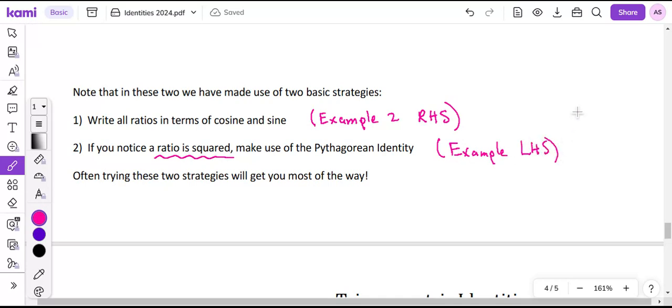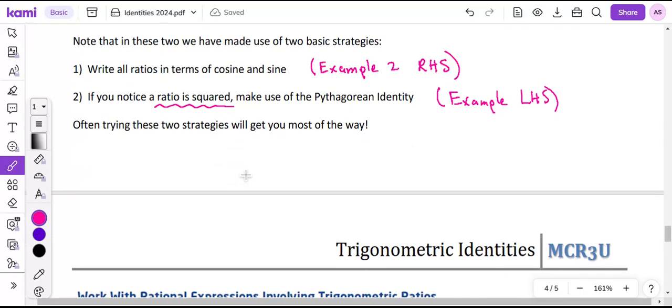But yeah, Jesse, your question is a very good one. How do you know to do that? It comes from experience. I've been doing this a long time, so obviously I have a lot of experience. You guys are just starting to prove some identities today, but those 2 ideas will help you. Replace everything in terms of sine and cosine. If you see something squared, maybe you can make use of the Pythagorean identity.